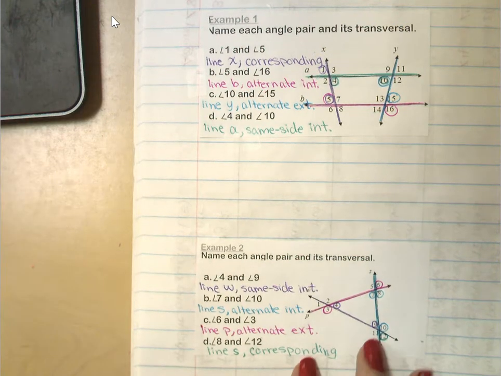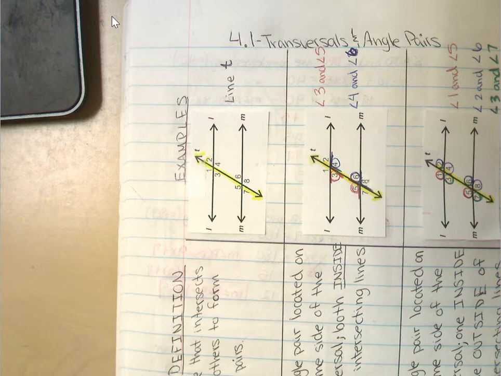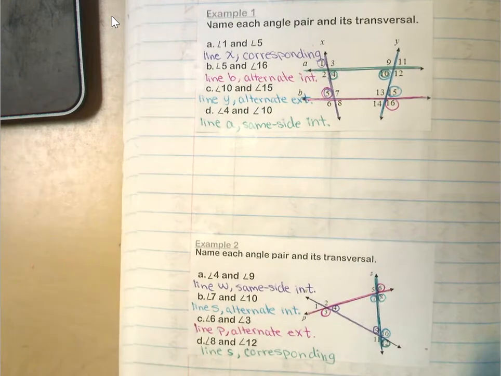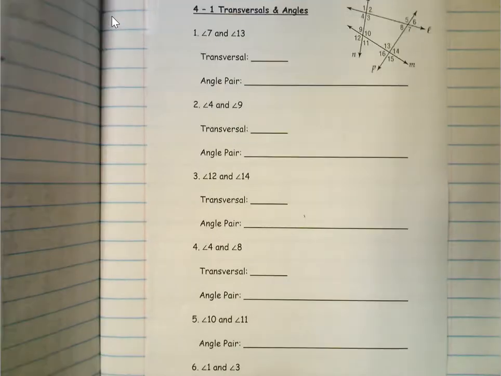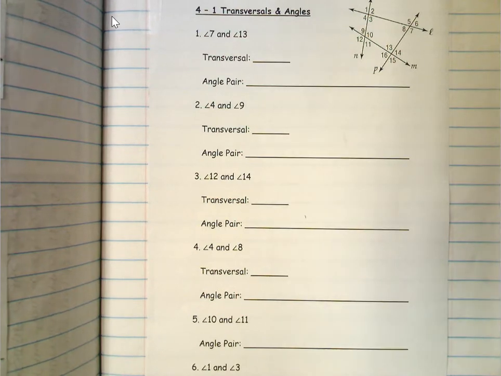Okay, this is section 4.1. It is titled Transversals and Angle Pairs. The vocabulary, you can get it from the notes section on It's Learning. I'm not going to do examples 1 and 2 because we did those in class, and I kind of want to do this paper instead because it covers all 6 angle pairs that we're working with during this unit. So I'm going to do this one as the example for this video.